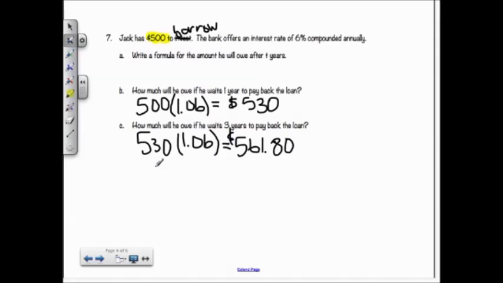Then I would take 561.80 and multiply that by another 1.06. So let's go ahead and figure that out. 561.80 times 1.06.